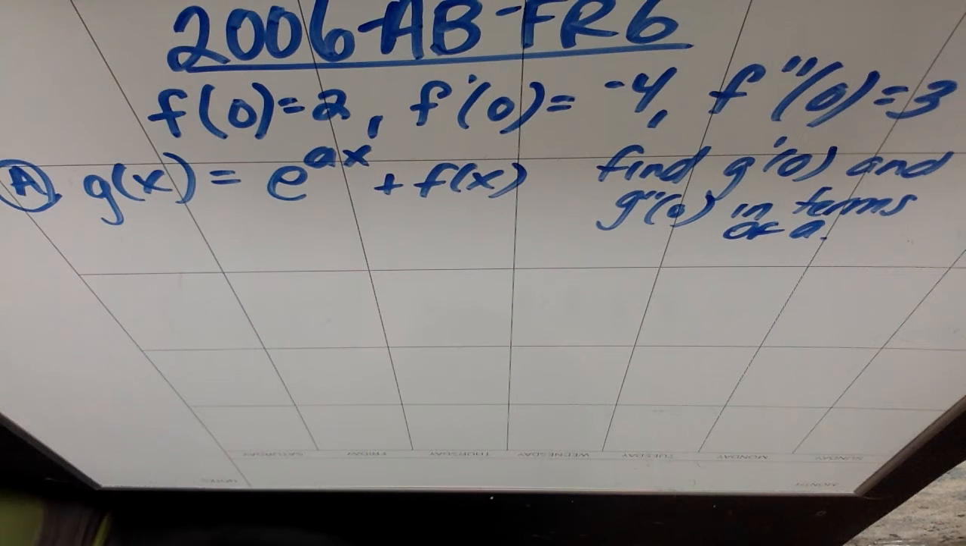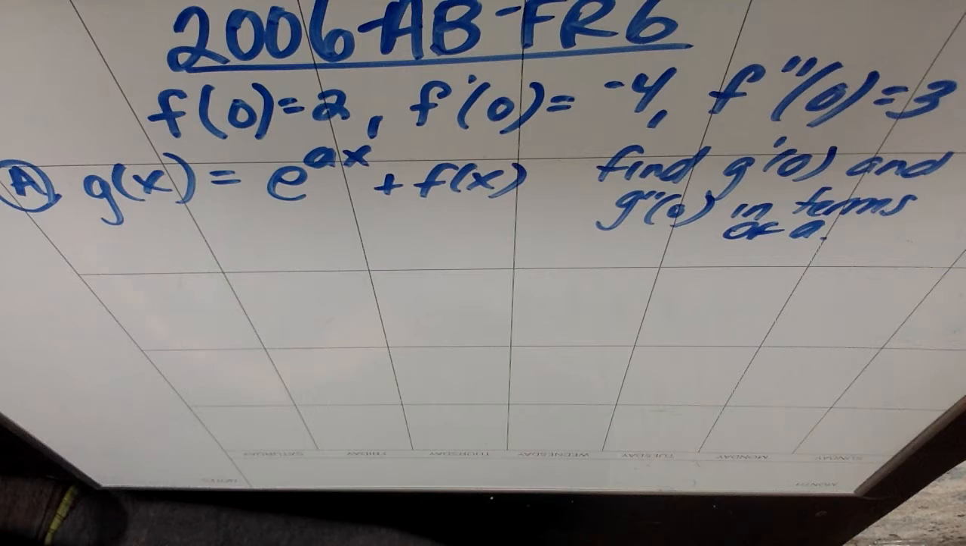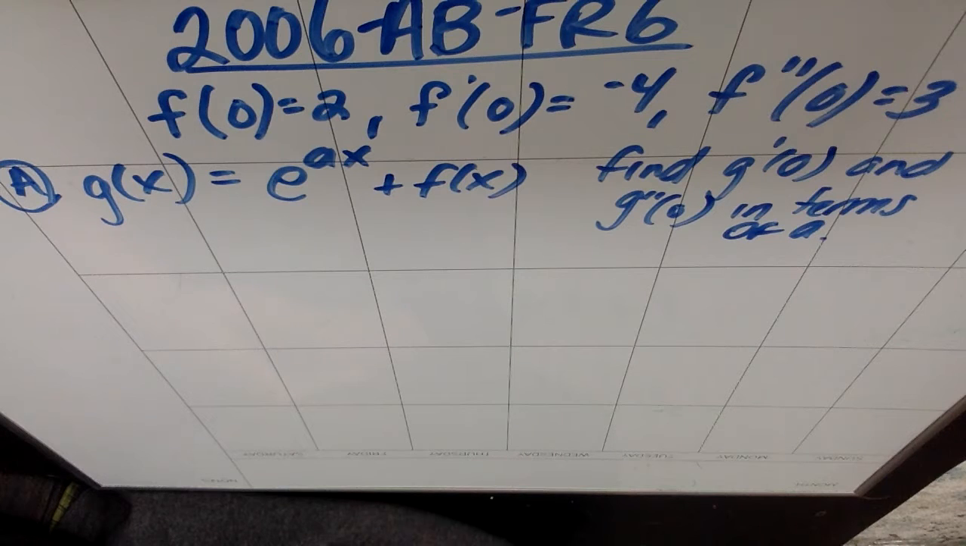All right, we're doing more AP review. This is 2006 AB Free Response 6. We are given a twice differentiable function f, defined for all real numbers, that satisfies the following conditions: f of 0 is 2, f prime of 0 is -4, and f double prime of 0 is 3.